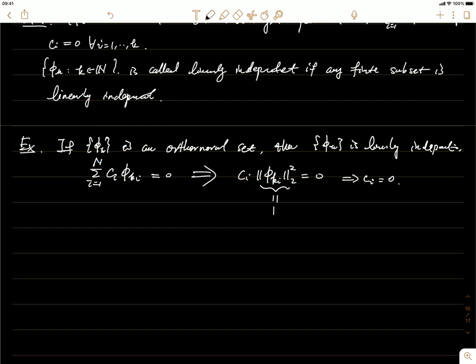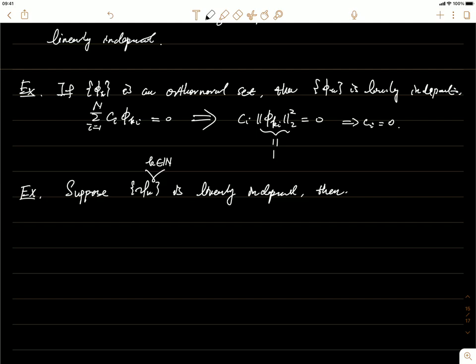And the simple method to make a linearly independent set orthonormal is this. Suppose we have a set of functions psi k, where k is a natural number, that is linearly independent. Then we can just apply the Gram-Schmidt procedure or Gram-Schmidt process. This will generate an orthonormal set.